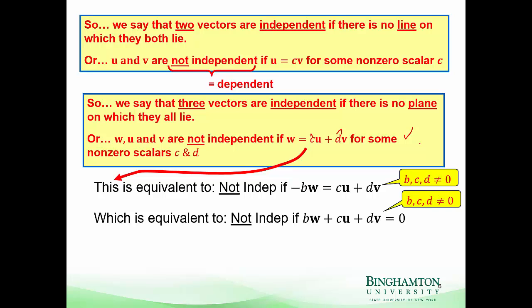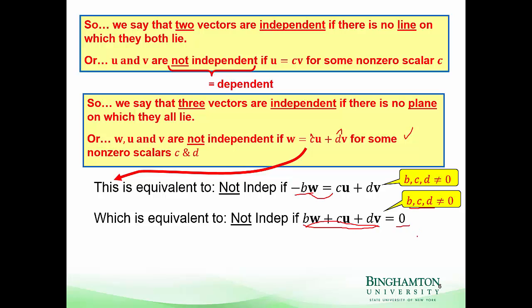then I can swing the b over to the other side. The negative bw, I swing it over to the other side. I add it to both sides of the equation. And now I get a linear combination of the three of them. So we say that three vectors are dependent if I can pick three non-zero numbers for a linear combination of them that will add up to zero.